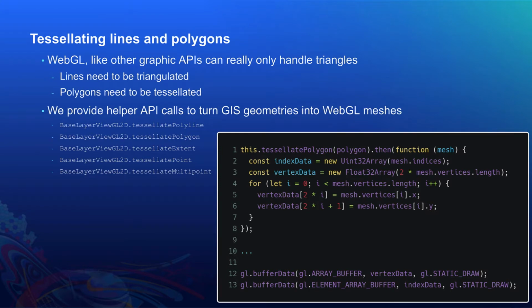As a convenience for the developer, base layer WebGL2D exposes some functions to tessellate geometries. This is the process that converts the geographical paths in the rings into actual triangles that WebGL can render. If your visualization needs to render lines and polygons, these methods are definitely worth checking out.